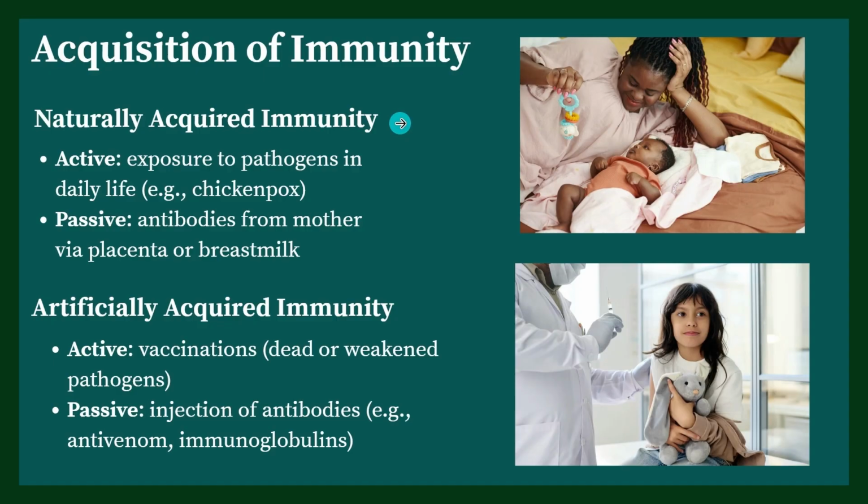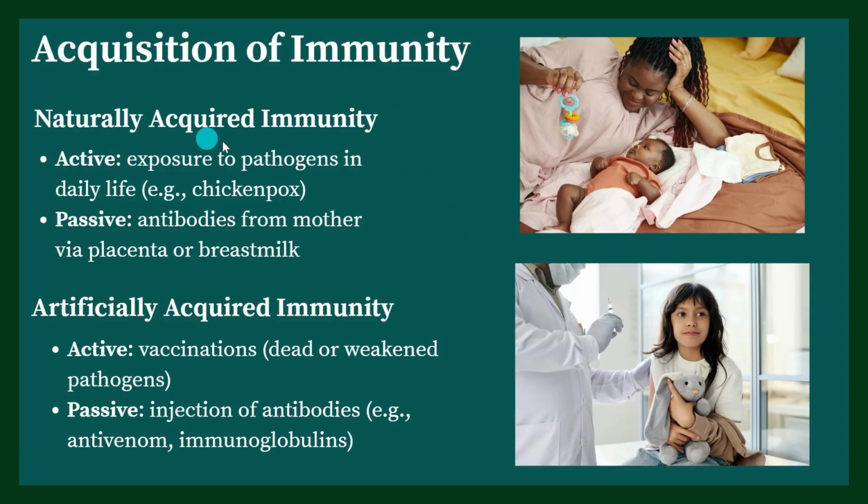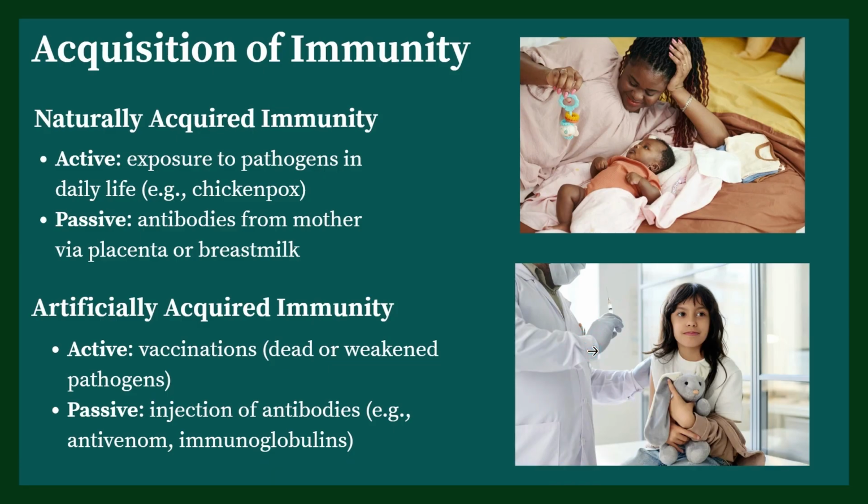But when we acquire immunity, the other set, we can naturally acquire them through exposure to germs in our daily life, and also our mothers can pass on antibodies in the placenta or during childbirth, or when we're nursing, we can get antibodies from our mothers in that way. So the active is when we're out and about and we're getting exposed. Passive is when we're getting it through our mother. And then artificially acquired immunity is all about the vaccines and the injection of antibodies.